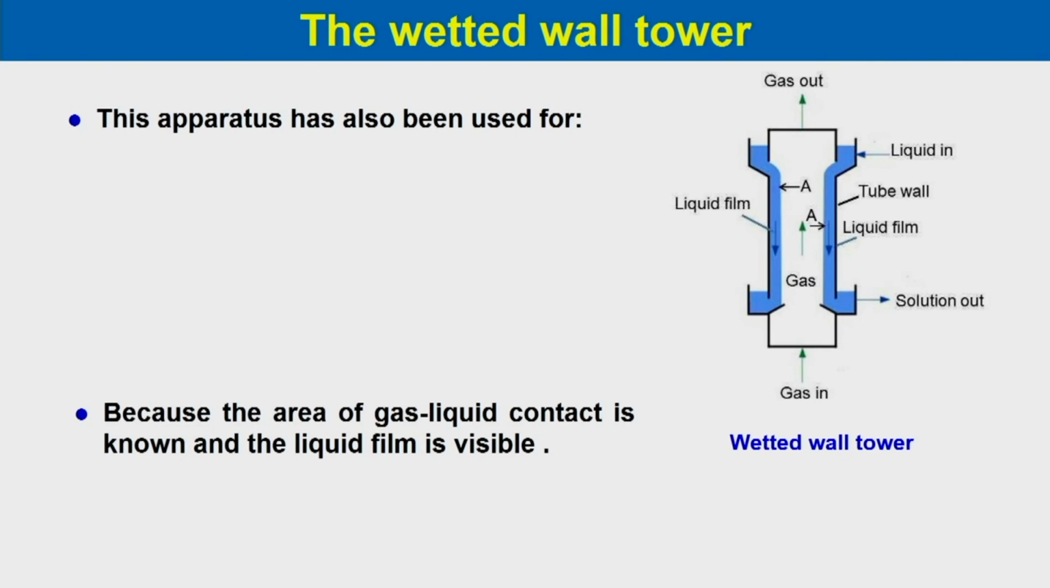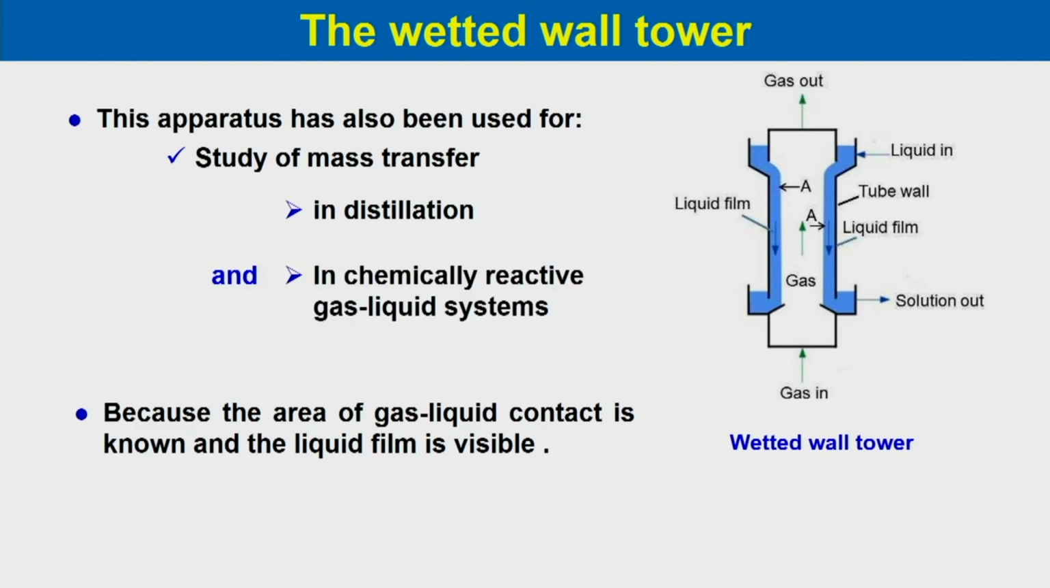The apparatus has also been used for the study of mass transfer in distillation and also in chemically reactive gas liquid systems, because the area of gas liquid contact is known and the liquid film is visible. So, you can see the liquid film and study whether there is ripple formation if you want to run in the laminar region.